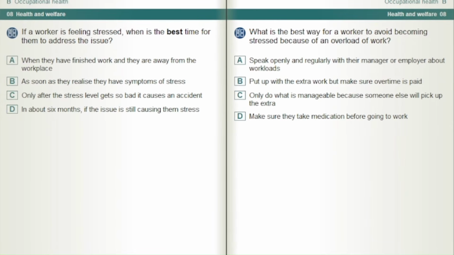What is the best way for a worker to avoid becoming stressed because of an overload of work? Speak openly and regularly with their manager or employer about workloads. Put up with the extra work, but make sure overtime is paid. Only do what is manageable because someone else will pick up the extra. Make sure they take medication before going to work.